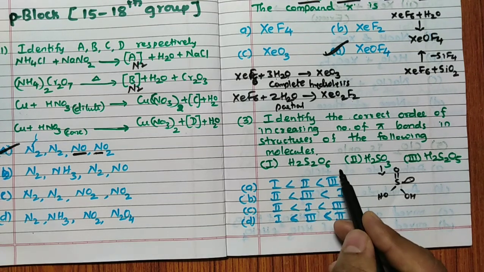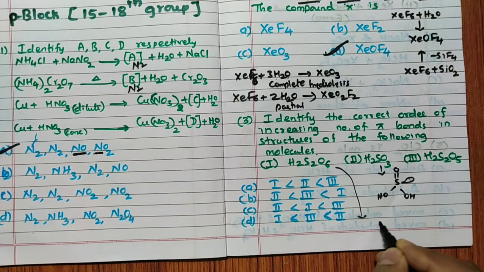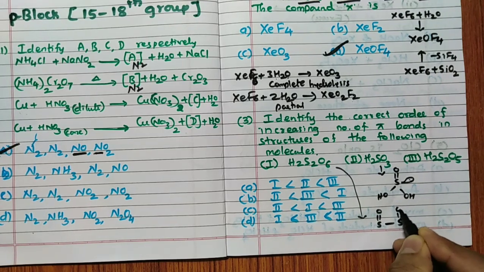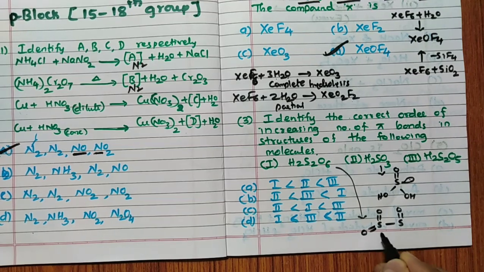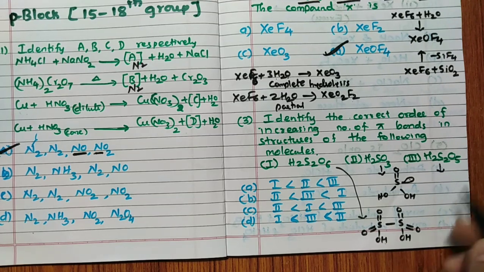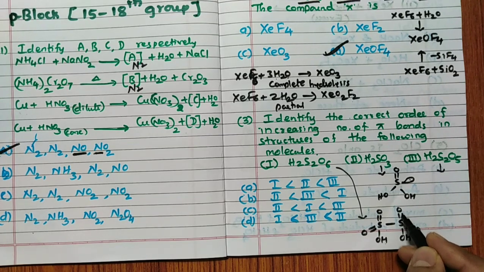Now you can see the H2S2O6 structure. H2S2O6 structure is like this. Remember, S double bond O, direct S-S bond, double bond O, OH here, double bond O, OH here. So you can see H2S2O6. This is the structure.